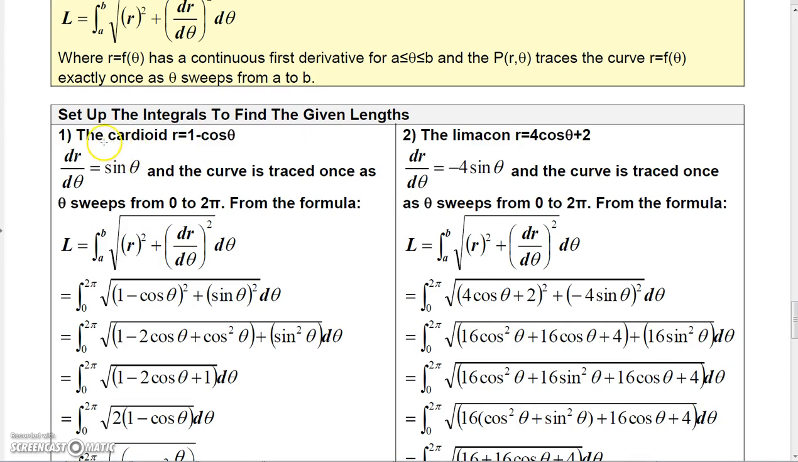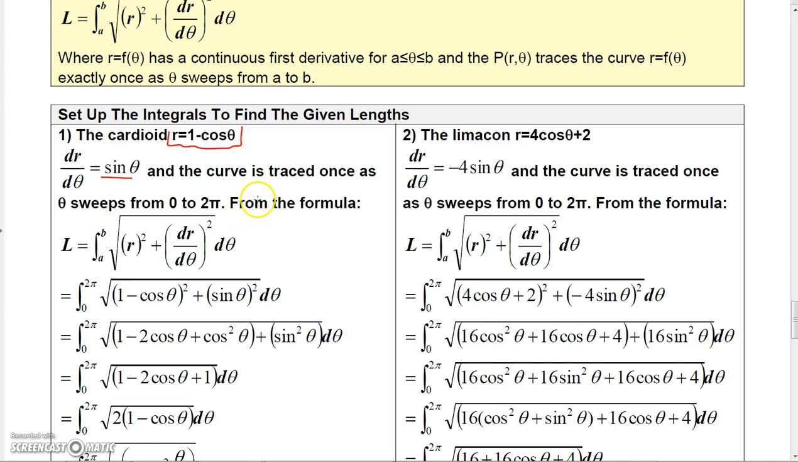So let's just set up some integrals. I don't want to go through and solve these, but let's set up the integral to find the length of the cardioid 1 minus cosine theta. Now the derivative of this cardioid, the derivative of 1 minus cosine, is just sine theta. And this cardioid is traced once as theta sweeps from 0 to 2 pi.